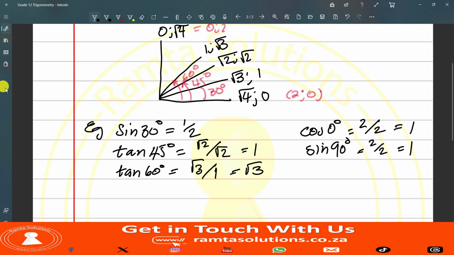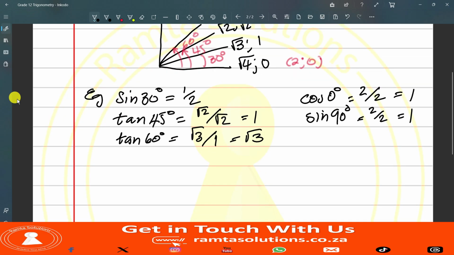Now I need to tell you something. I want to check. There's also tan 30. Let's try tan 30. When you look at this diagram, tan is opposite, which is the y value. The y value is 1. And then what is its x value? Its x value is root 3.